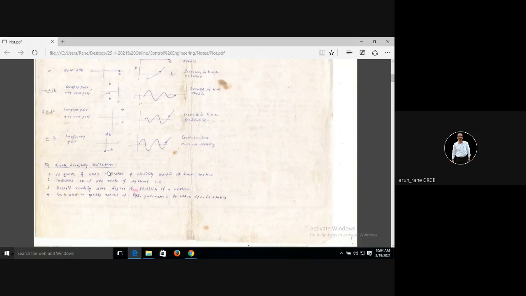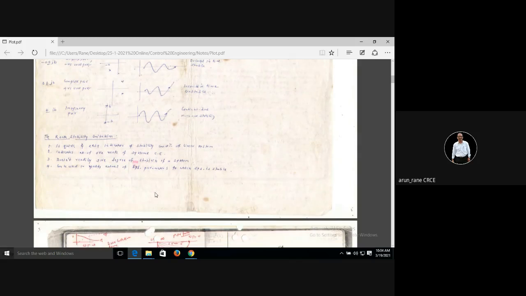So the root stability criteria is a very quick and easy indicator of stability condition. It indicates the number of positive as well as negative roots. It will only say whether the system is stable or unstable. It will not give the values. It will not give the steady state component or transient component. It gives only whether it is stable or not.